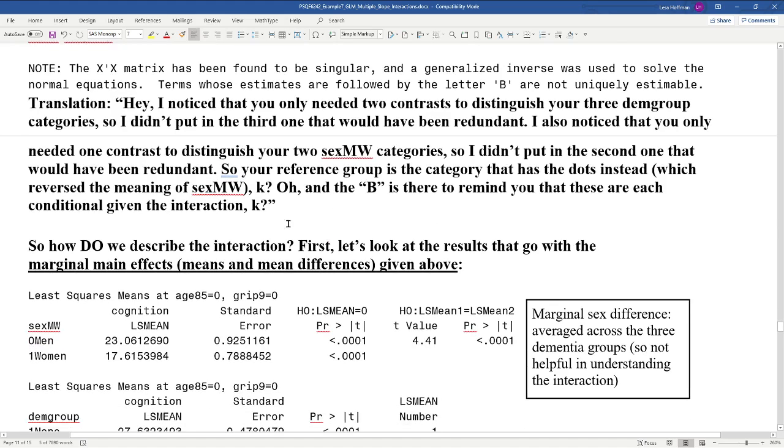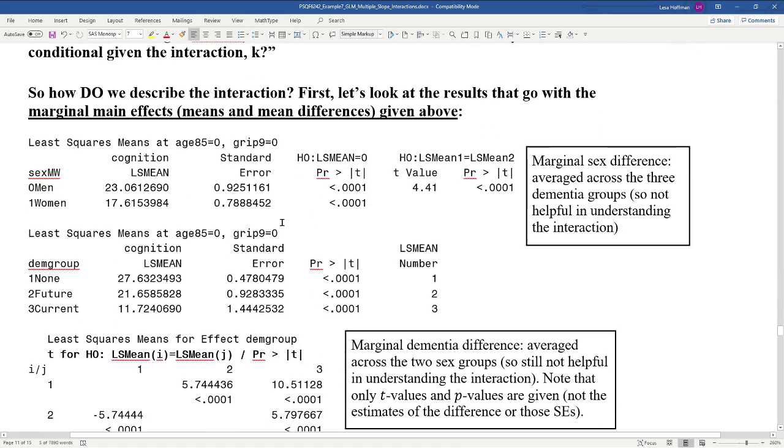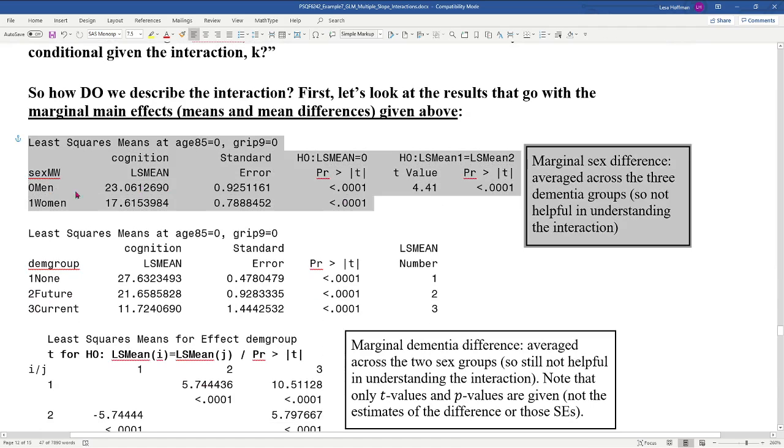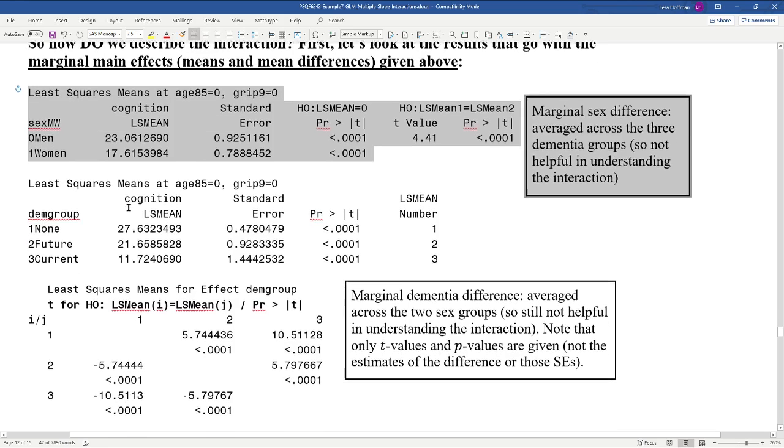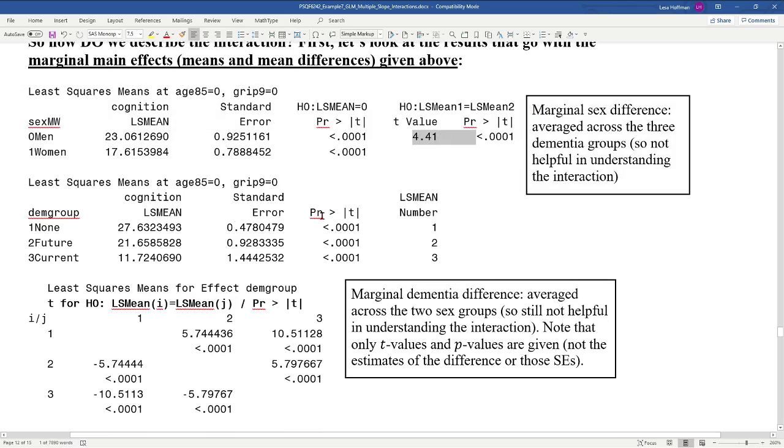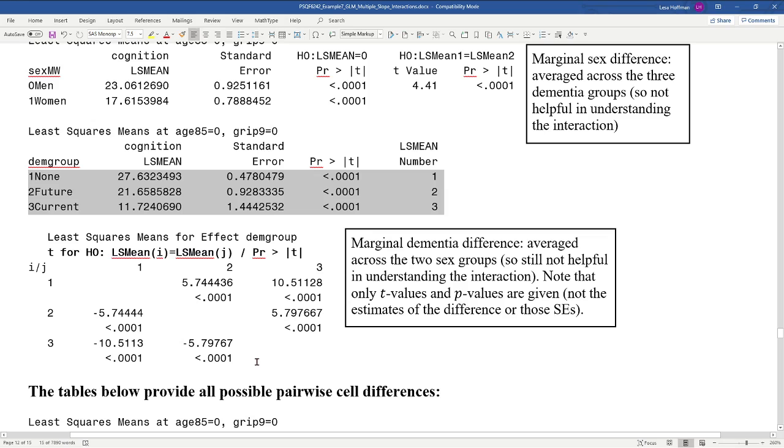Okay, so then how do we use the information to actually talk about the interaction? So here is what is traditionally focused on in teaching these models from the lens of an analysis of variance: you would get marginal means. So this is the mean of men averaged across dementia groups. This is the mean for women. And you get a test of those differences in means. Here are the marginal means for dementia group averaged across gender, and then we get the p-values for these tests.